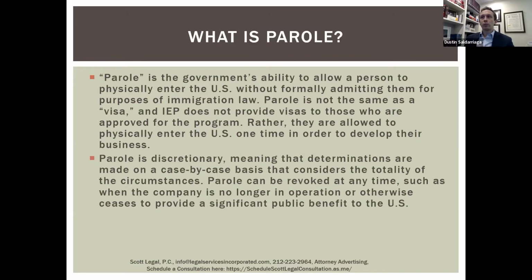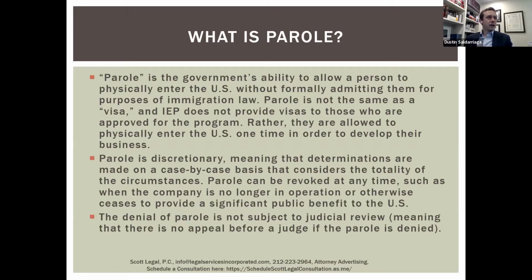So what is parole? We talked a little bit about this already. Parole is the government's ability to allow a person to physically enter the US without formally admitting them for purposes of immigration law. So parole is not the same as a visa. You don't get a visa if you are approved for International Entrepreneur Parole. Rather, those who receive IEP are allowed to physically enter the US one time in order to develop and direct their business. Parole, as I mentioned, is discretionary, so the border officer will make the decision whether to parole the person into the country on a case-by-case basis.